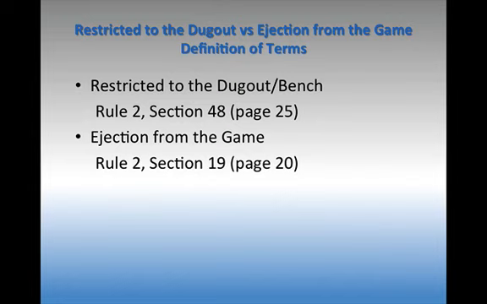Definitions of terms. Turn to page 25. Restricted. Restricted to the dugout, bench area, is a term used to indicate that a participant has been confined to the dugout bench area for the remainder of the game, generally as a result of an infraction of a playing rule, not a major unsporting act. Turn back to page 20. Ejection. An ejection is the exercise of an umpire's authority to remove the team personnel from further participation in the game. If you forget the rule, just think, is this a major unsporting act? If yes, then the penalty is ejection.